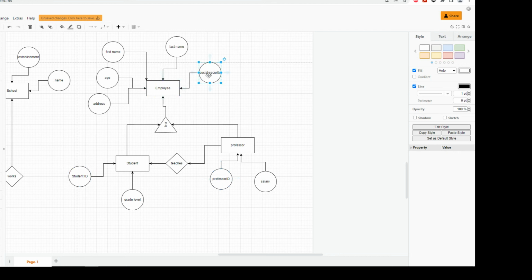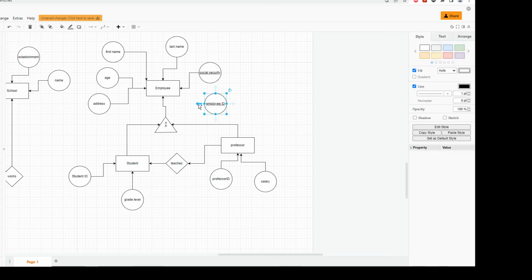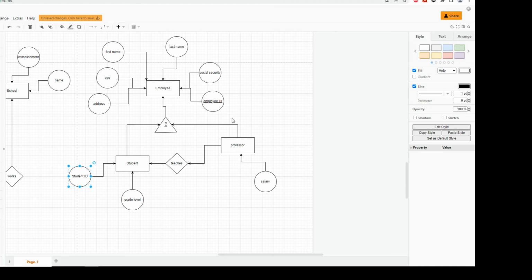So if it's employee, now you can have employee ID as an attribute from the supertype. And if that's the case, you would remove professor ID. You will still have student ID. Student ID is different from employee ID. So in this relationship, whenever anyone looks at this diagram here, they would know that social security number and employee ID could be used to uniquely identify this employee. In this case, that is true for both student and professor if the student is an employee.